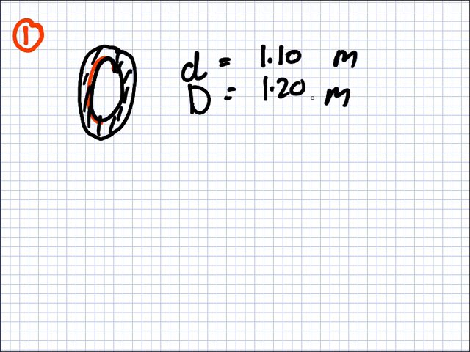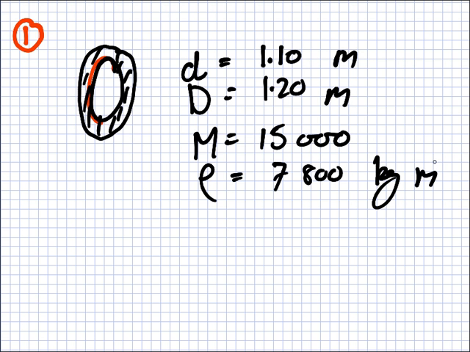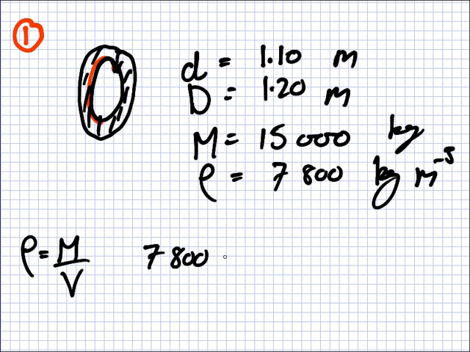If the crane used to lift the pipes is limited to a maximum mass of 15 tons, show that the maximum allowed length of each pipe is 10.6 meters. And they give the density? Yes, the density of steel is 7,800 kilograms per meter cubed. So I think what we could say is density is mass over volume. So that means 7,800 equals, and we're looking at the maximum situation, which is 15,000, over the volume.